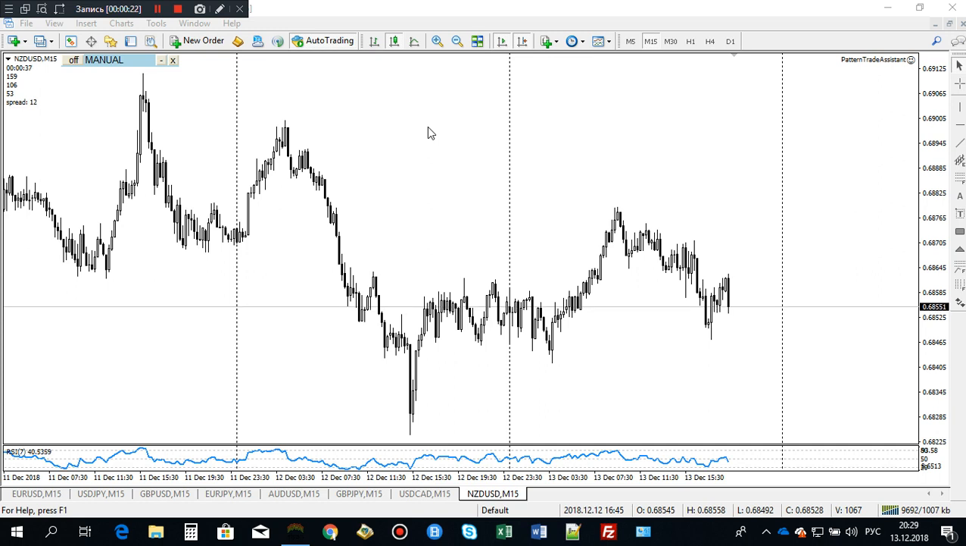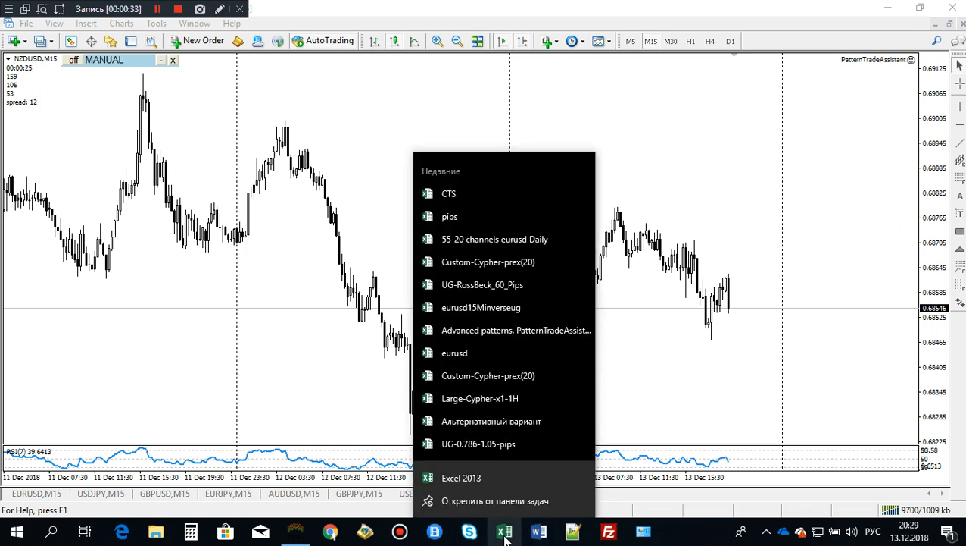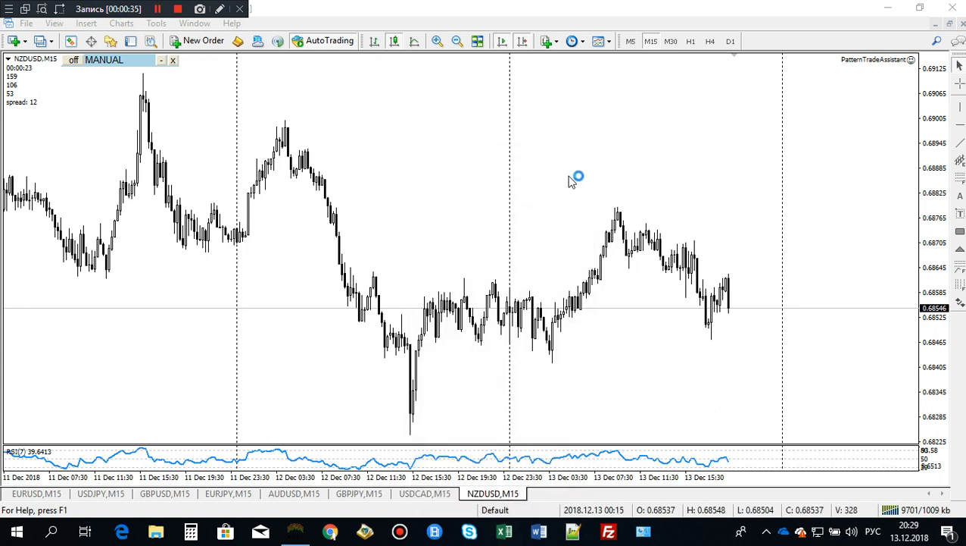Okay, it all started from the New Zealand dollar. I only had two trades today, New Zealand dollar and pound dollar. And the first one was New Zealand dollar. And the first thing I was looking at is the ABCD correction move.